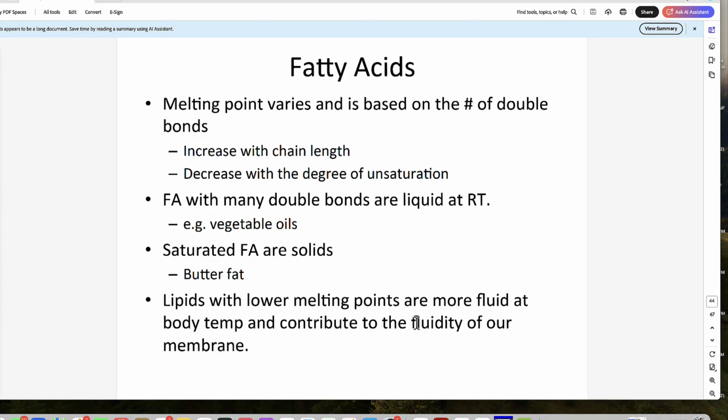What do we mean by that? Okay, the fatty acids with many double bonds, such as vegetable oils, are liquid at room temperature. And saturated fatty acids, such as those in butter fat, are solids at room temperature. So lipids with lower melting points are more fluid at body temperature and contribute to the fluidity of your cellular membranes.